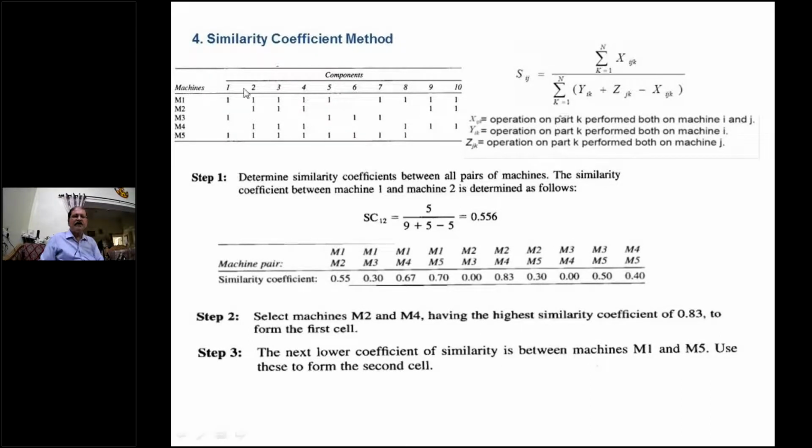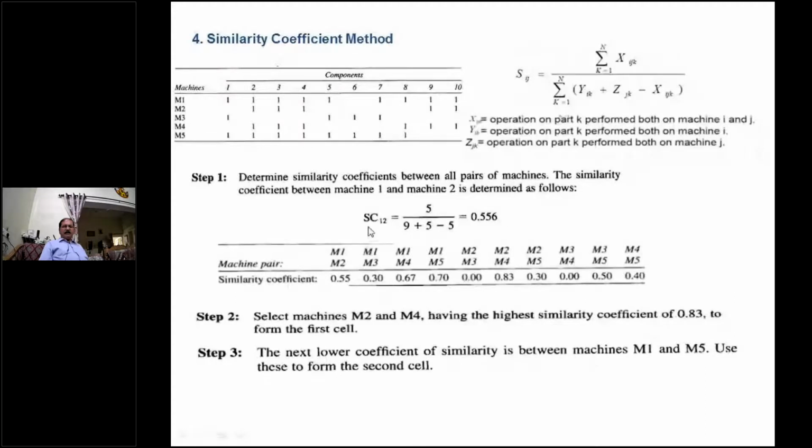5 divided by the number of ones in the first row: 1, 2, 3, 4, 5, 6, 7, 8, 9. Then the number of ones in the second row, second machine: 1, 2, 3, 4, 5, minus the number of ones in both the machines, that is subtracted. So that will give you the similarity coefficient.